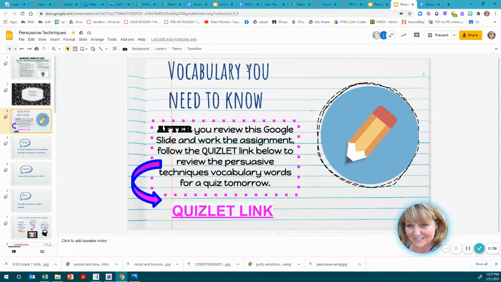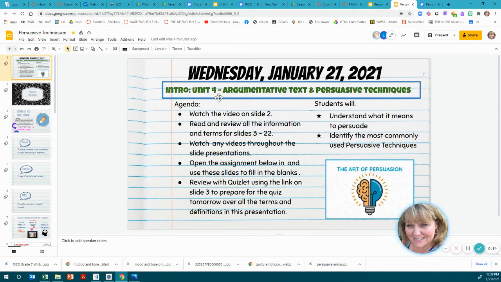We will have a list of vocabulary that you will need to know. And after you review this Google slide and work the assignment, you will follow this Quizlet link below to review the persuasive techniques vocabulary words. There will be a quiz tomorrow over all of the vocabulary words. But first, what you need to do is watch the video on slide 2, and then read and watch all the information and terms for slides 3 through 22. And then watch any videos throughout the slide presentations that show up.